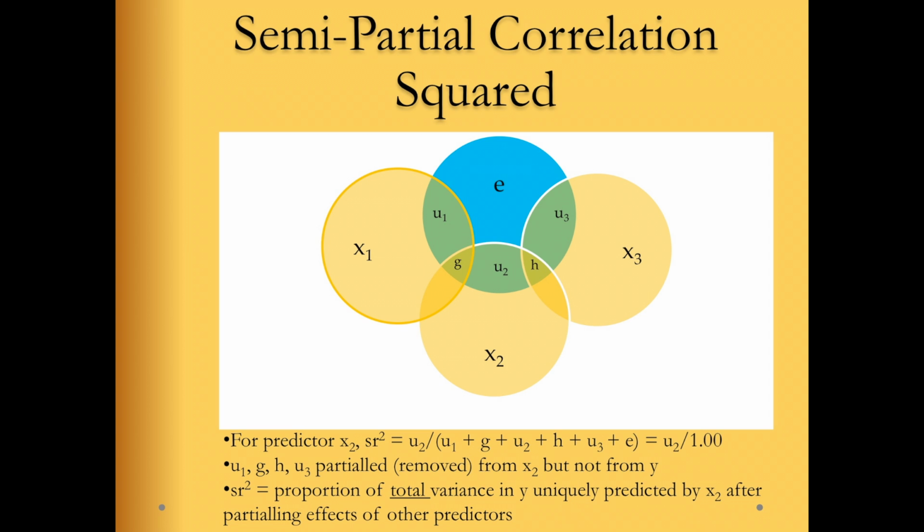If our focus again is on the predictor x2, the unique area associated with x2 is symbolized by u sub 2. In semi-partialing, we would remove the area in x2 that is shared with x1 and x3. Those areas are noted by the symbols G and H in this model. Although we remove G and H from x2, we don't remove those areas in y. This is what we mean by part or semi-partial.